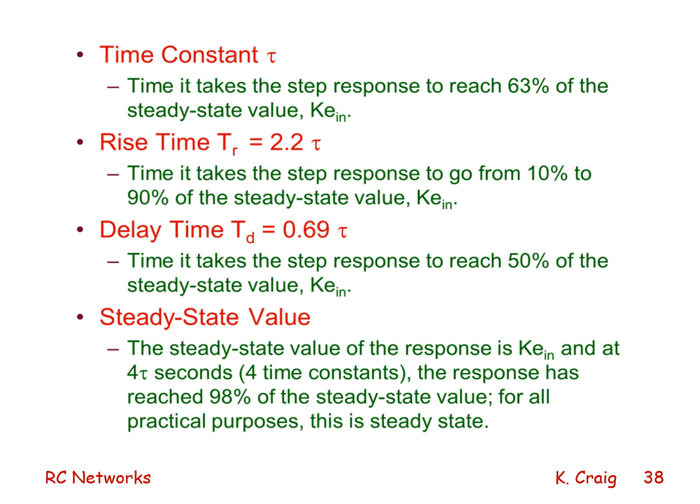The steady state value of the response is K E in, and at 4 tau seconds, 4 time constants, the response has reached 98% of the steady state value. For all practical purposes, this is steady state. Well, 5 time constants will get you to over 99% of the way to the steady state value. So either 4 time constants or 5 time constants are typically used to represent steady state.